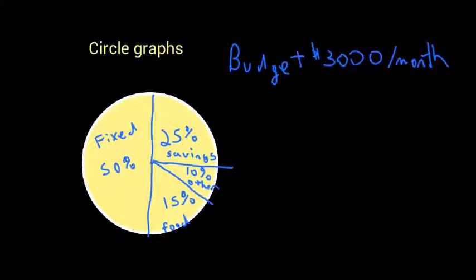So let's start with fixed, because that's 50%. So we find 50% of 3,000, which is really like saying half of 3,000. So that would be $1,500.